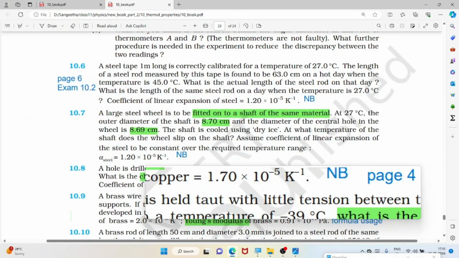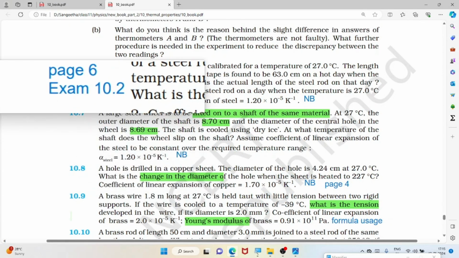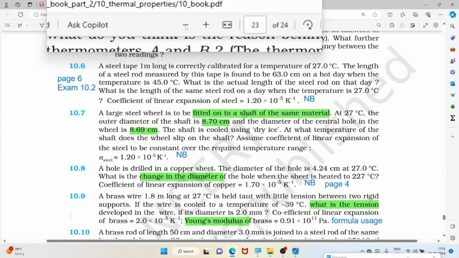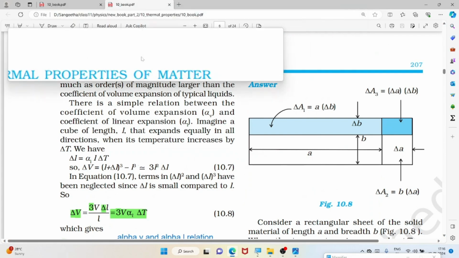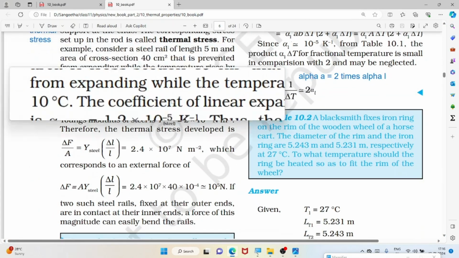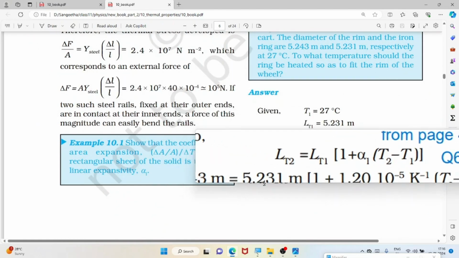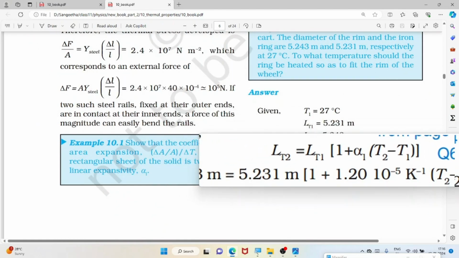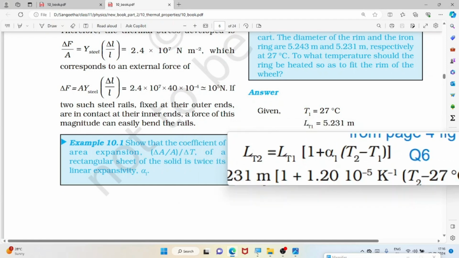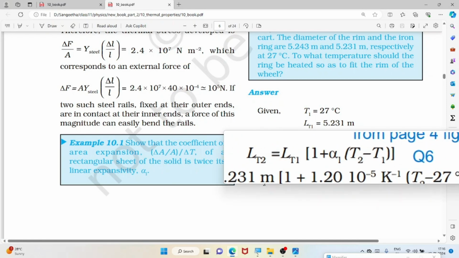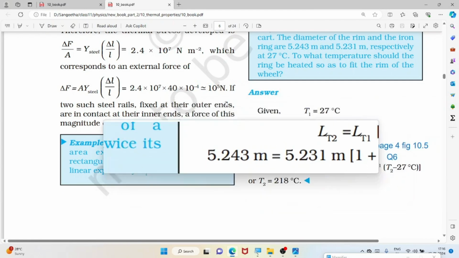Coefficient of linear expansion. This is a similar problem, page 6. This problem is similar to that. I already told you how we got the formula delta L by L equal to alpha into delta T. Delta T is nothing but T2 minus T1. So this problem is similar to that one.